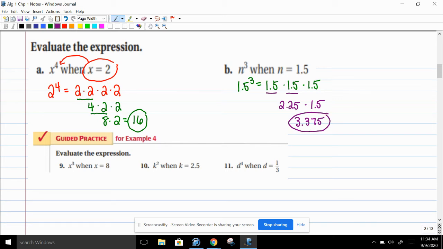Down on the bottom, some more evaluating there, guys. I'm not going to do numbers 9 and 10. You can do these on your own if you want. 9 and 10 are very similar to the 2 problems that we just did. If you want to try those on your own and check with a calculator, that's fine.